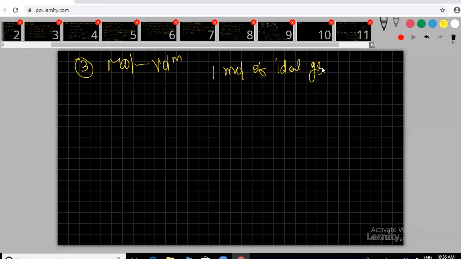1 mole of ideal gas at STP, how much volume, sir? 22.4 liters. Is it correct? This we call molar volume. I think it's already given. Molar volume is also the same, 22.4 liters. Any doubts here?